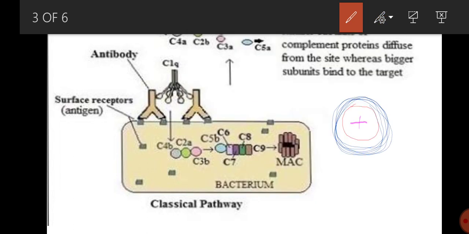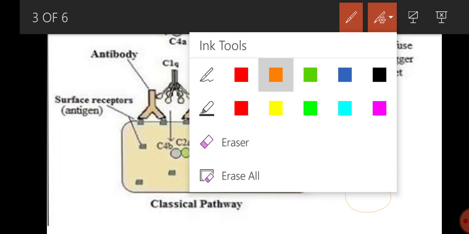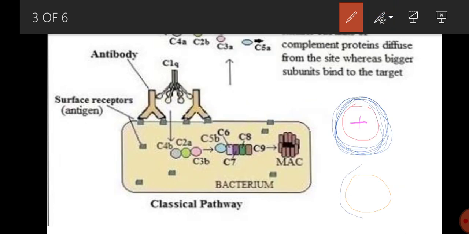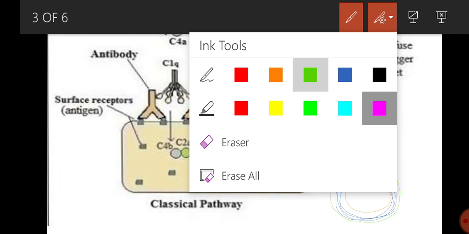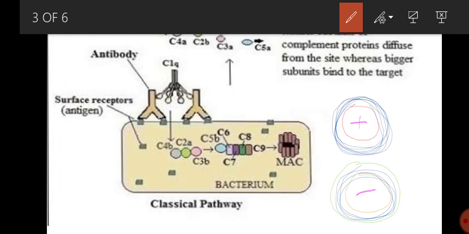gram negative bacteria, then it has a cell wall. Then it has a thin layer of peptidoglycans around the cell wall. Then we have an outer membrane. Okay, this is an outer membrane, and this is the structure of gram negative.